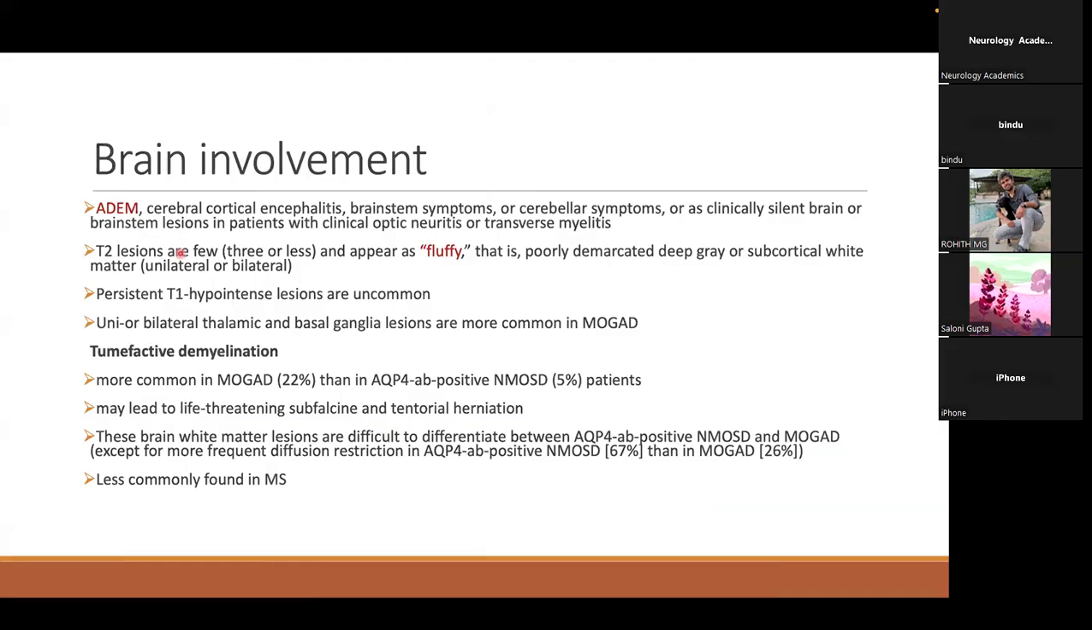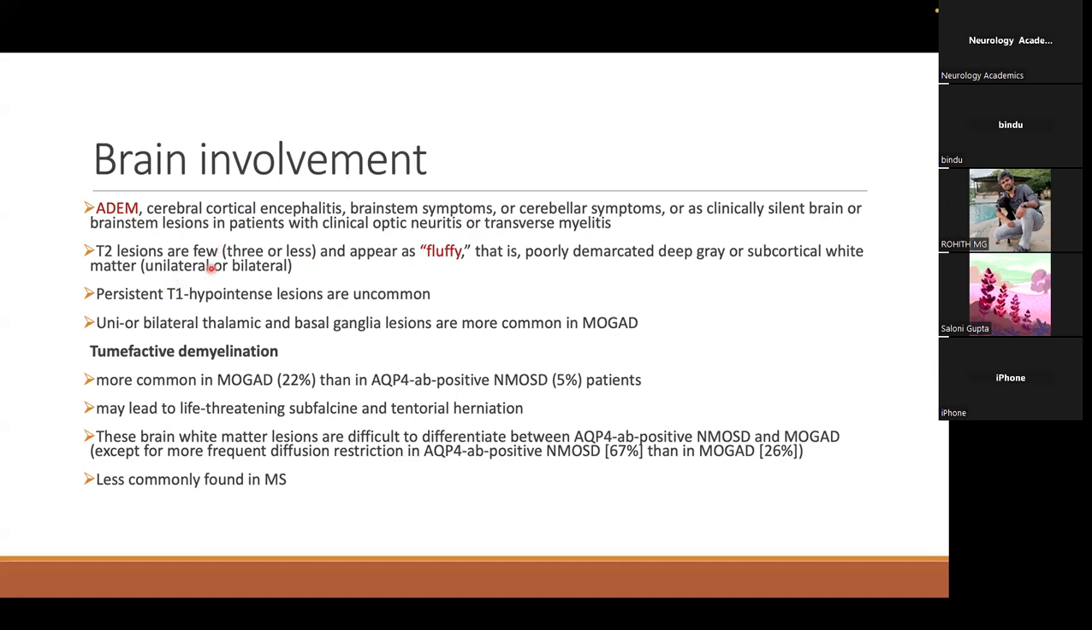So coming to the brain involvement, ADEM presentation can be there, and cerebral cortical encephalitis. The patient can come with brain symptoms or cerebellar symptoms, and sometimes clinically silent brain or brainstem lesions can also be seen in MOGAD. The lesions appear fluffy, that is, poorly demarcated. They can be seen in the white matter as well as the deep gray matter. They can be unilateral or bilateral.